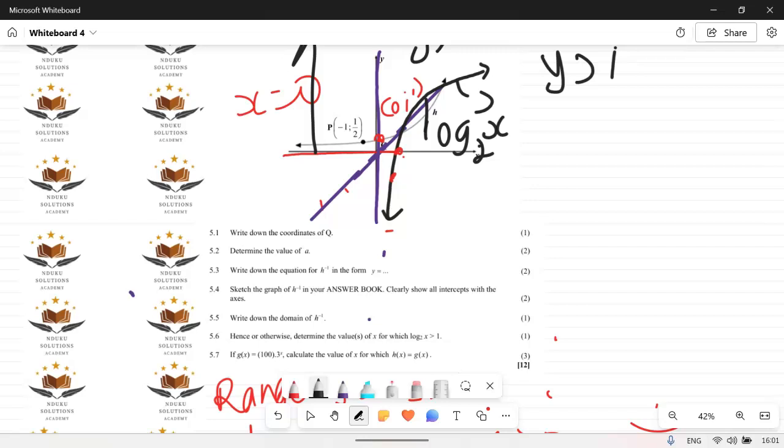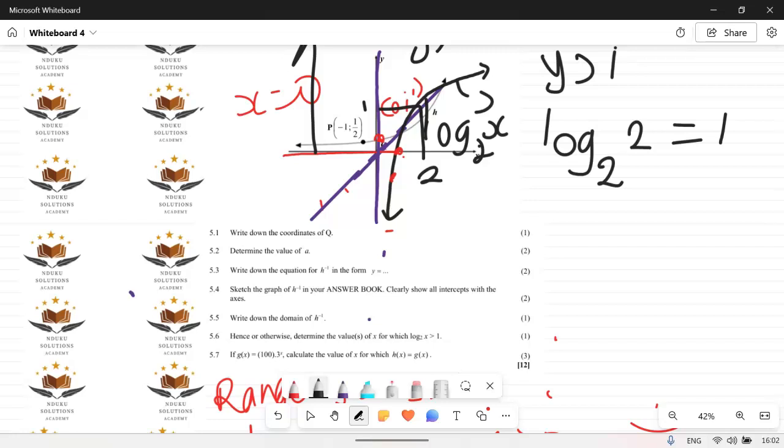Knowing very well that if I have a log with base 2, and x equals to 2, it will give me 1. The log of a number, with that number being equal to the base, will actually give me 1. Even if I have the log of 100 with a base of 100, it gives me 1. So I know if I want it to be greater than 1, when x equals to 2, my log will be equal to 1. So when x equals to 2, my y value will actually be 1.